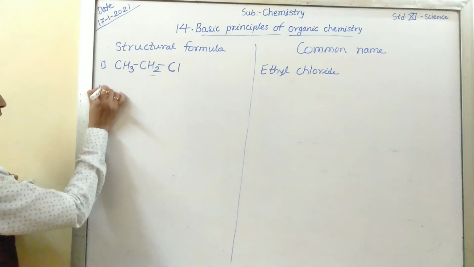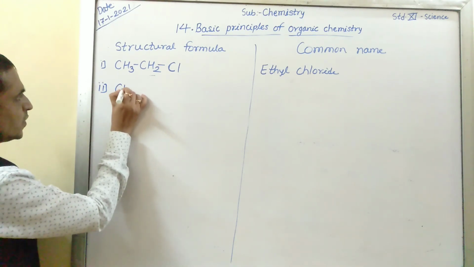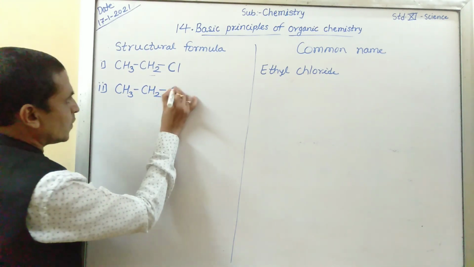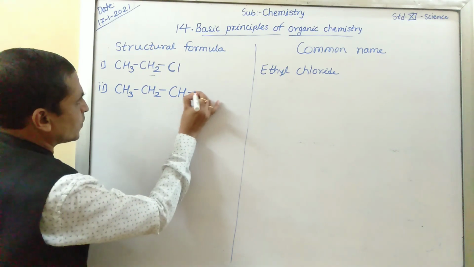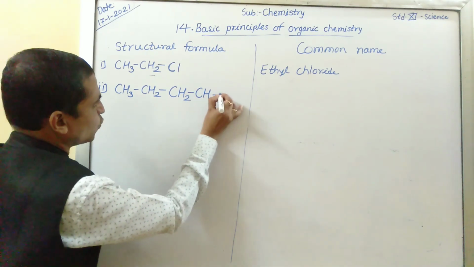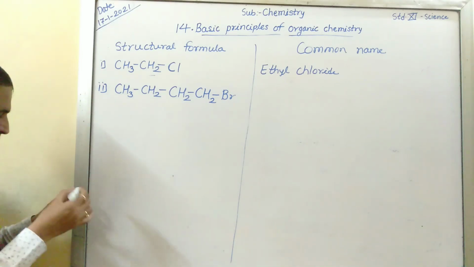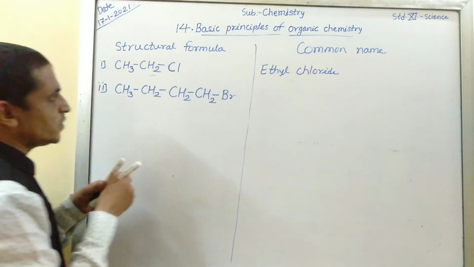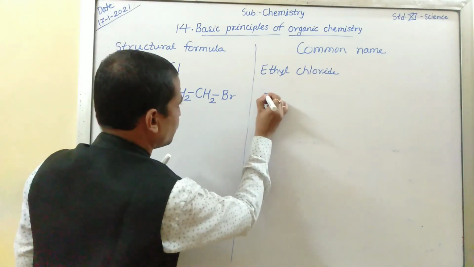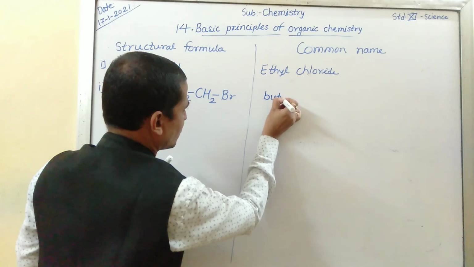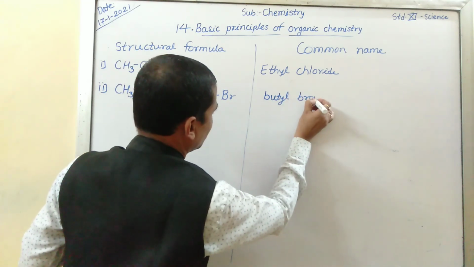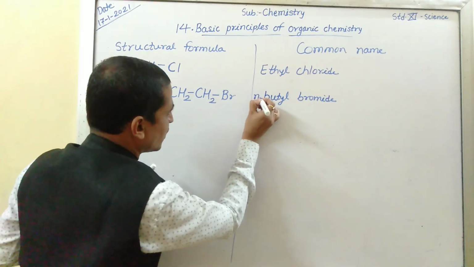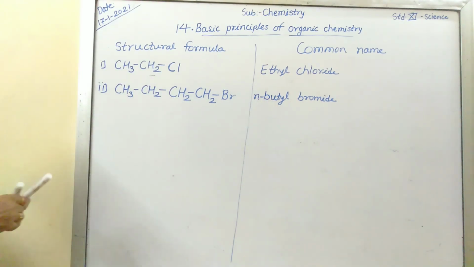Now see the second example. CH3 CH2 CH2 CH2 Br. See here, number of carbon atoms 1, 2, 3, 4. Means it is butyl. So name is what? Butyl bromide. But see, it is a normal chain. So we put here N. So name is N butyl bromide.